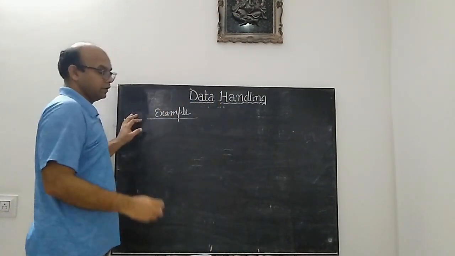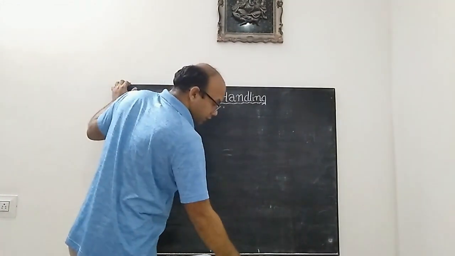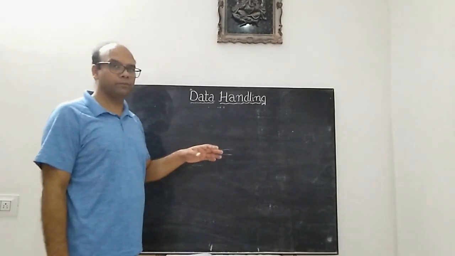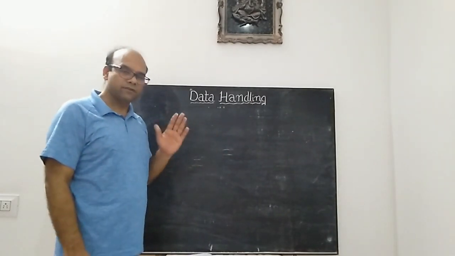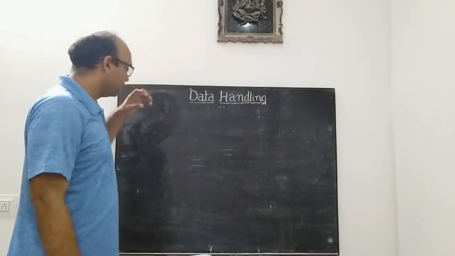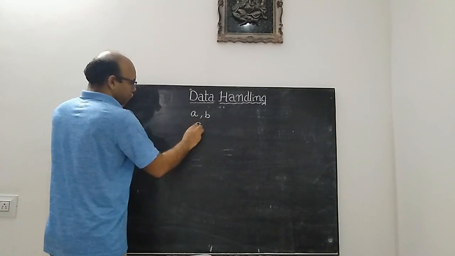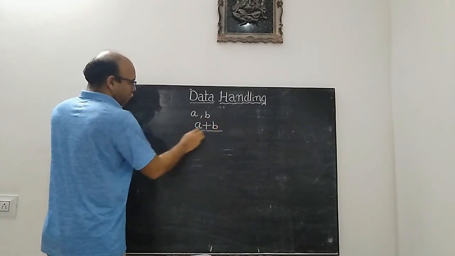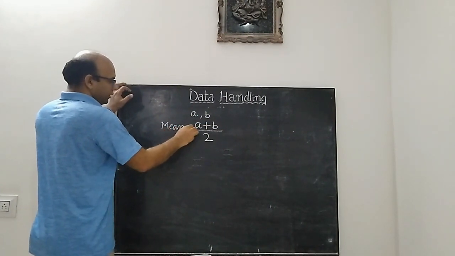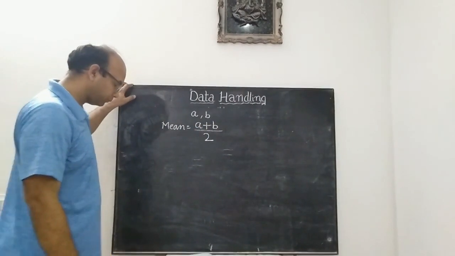The mean, it is important that you understand, always lies between the smallest and the largest value. It cannot go beyond the smallest or the largest value. If you have to calculate the mean of two of the values, say A and B, it is simple that we write A plus B upon 2. That is how we calculate the mean of the two of the observations.